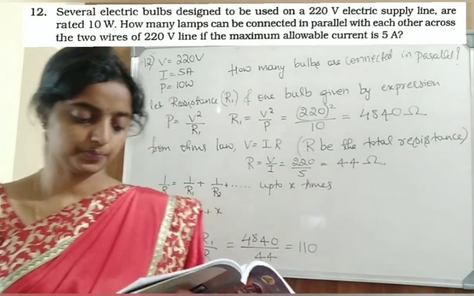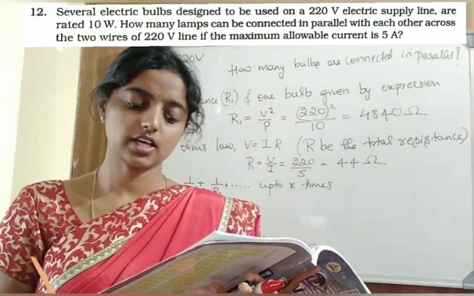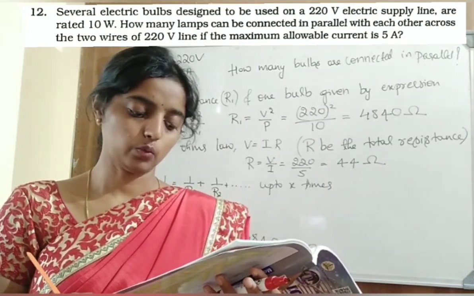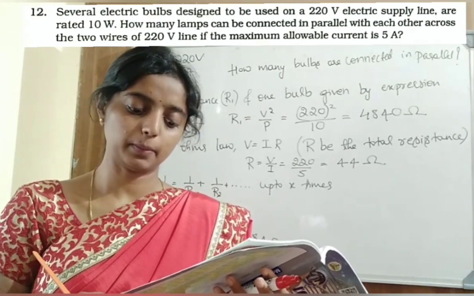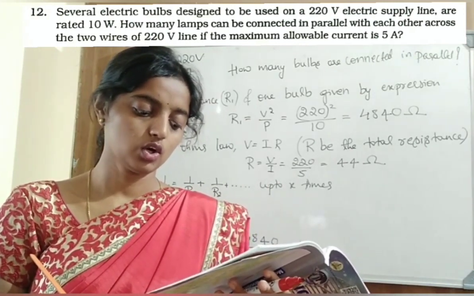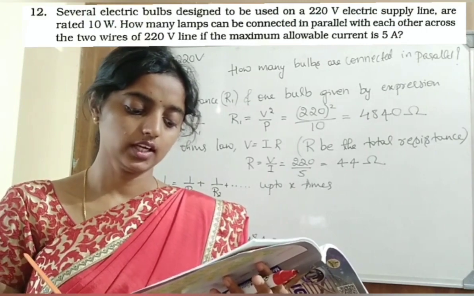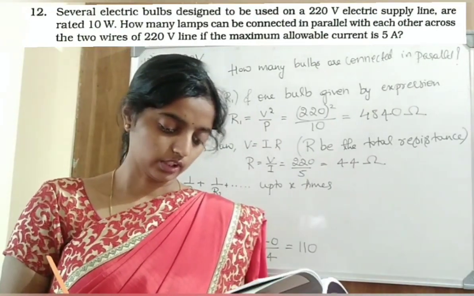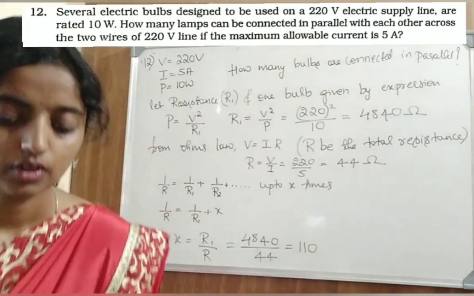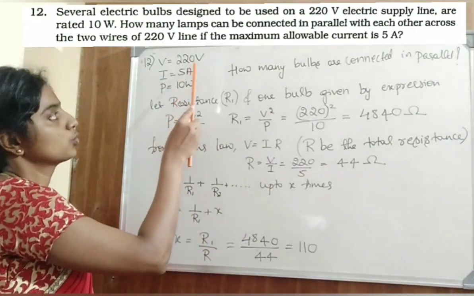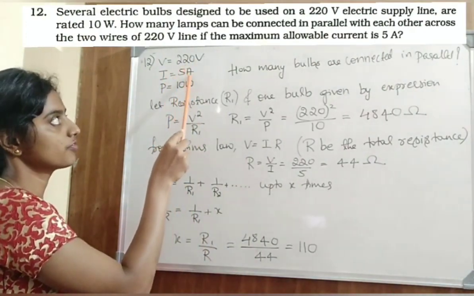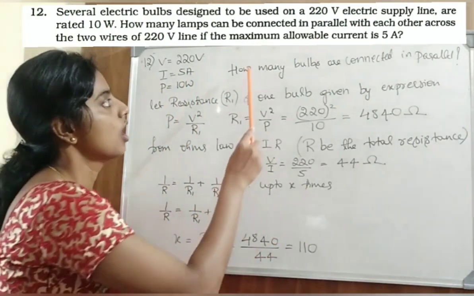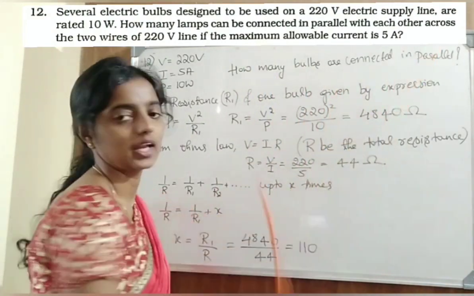Our next question. Several electric bulbs designed to be used in a 220 volt electric supply line are rated 10 watt. How many lamps can be connected in parallel with each other across the 2 wires of a 220 volt line if the maximum allowable current is 5 ampere? Write down the given things. Here we have V is equal to 220 volt, I, that is current, is 5 ampere, and P is equal to 10 watt. In the question we need to find out how many bulbs are connected in parallel.